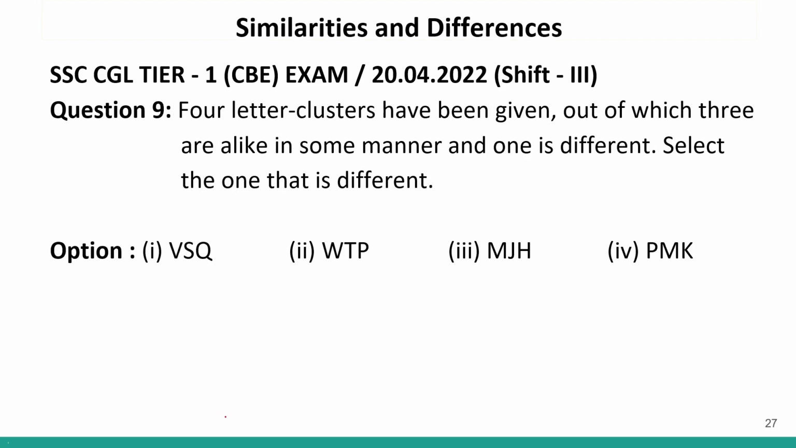Now, we have to find the one which is different. Now, treating them as separate series. So, WTP, MJH and PM and K. So I'll give them forward ranks quickly.